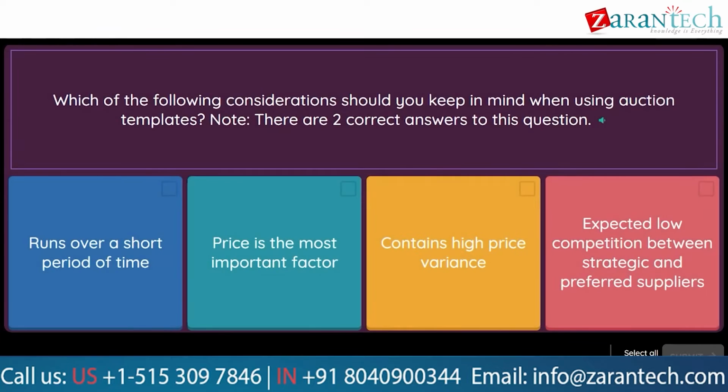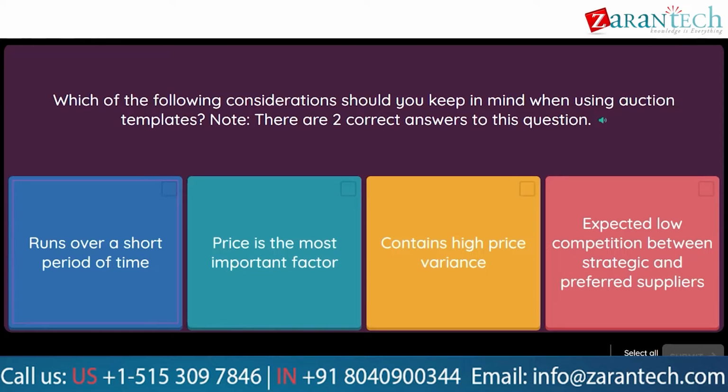Question: which of the following considerations should you keep in mind when using auction templates? Note: there are 2 correct answers to this question. Option 1: runs over a short period of time. Option 2: price is the most important factor. Option 3: contains high price variance. Option 4: expected low competition between strategic and preferred suppliers.